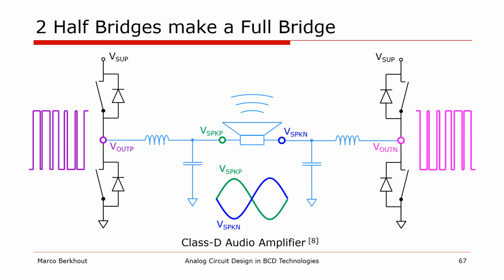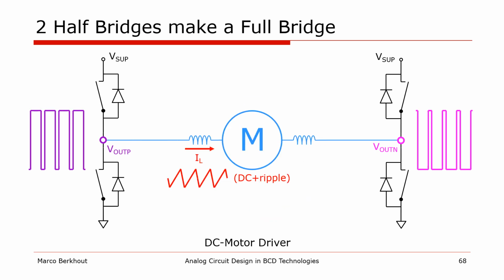Two half bridges make up a full bridge. With a full bridge, we can, for example, make a Class D audio amplifier driving a speaker through LC low-pass filters. The PWM at both halves is such that the speaker terminals are driven with opposite phases. Perhaps now the term bridge starts to make a bit more sense. The load forms a bridge between the two output nodes. With a full bridge, we can also make a driver for electrical DC motors. In this case, the inductor is not necessarily an additional component, but can also be the inductance of the windings in the motor.